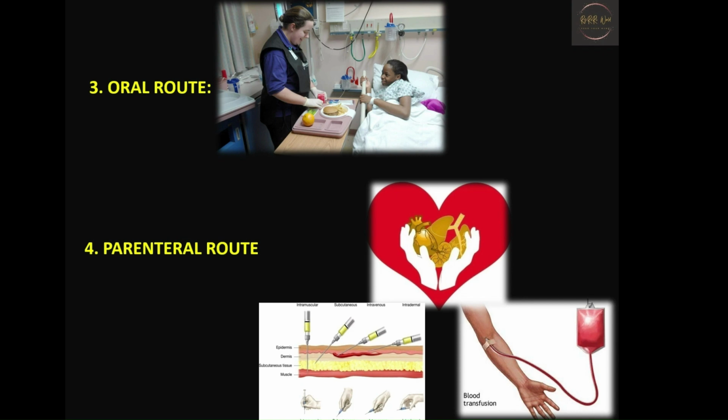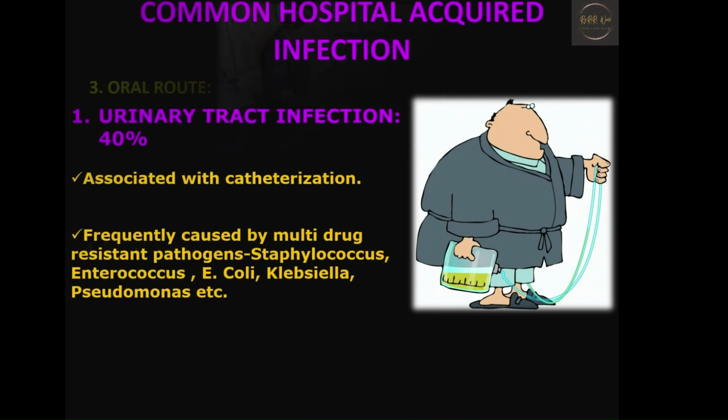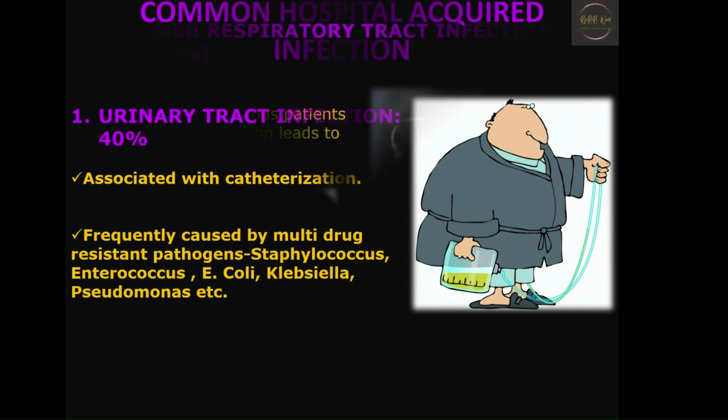Now, coming to the most common infections caused in hospitals, the first is the urinary tract infection, which covers about 40% of infections. It is a common complication in surgical patients and is primarily related to the use of indwelling urinary catheters. Discontinuation of catheter usage within 2 days whenever possible is a cornerstone to avoid these types of infections. It is frequently caused by multi-drug resistant pathogens such as Staphylococcus, Enterococcus, E. coli, Pseudomonas, etc.